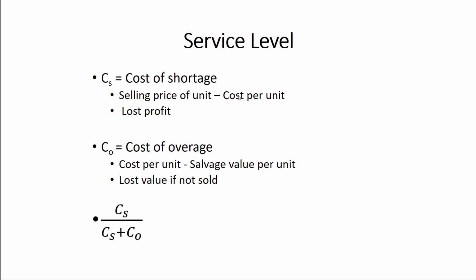Cost of overage is the lost value if you don't sell it. So again, this could be a disposal cost, and then it'll be a negative salvage value, or it could be a salvage value. So if you're selling something for $1 and you're paying 50 cents for it, right, then 50 cents is your CS. And if you are able to salvage that for a quarter, your CO would be your 50 cent cost minus your quarter.